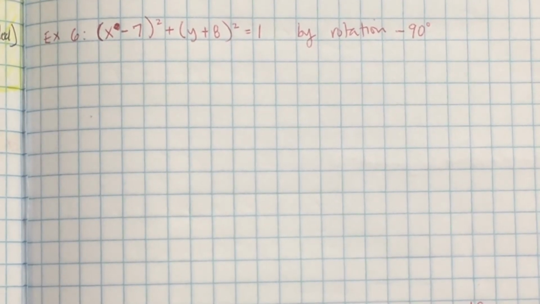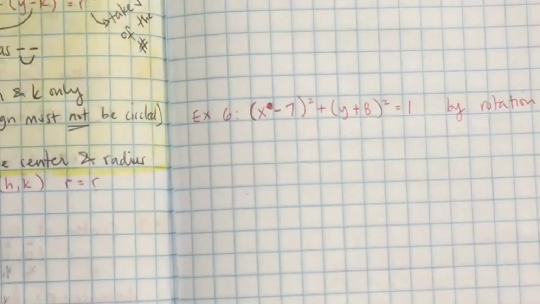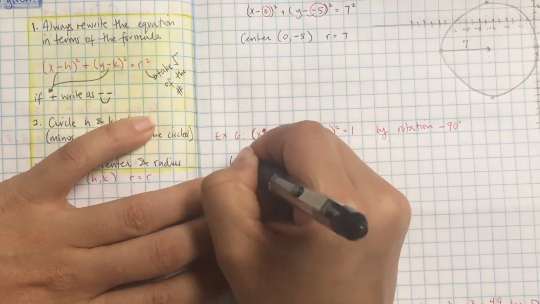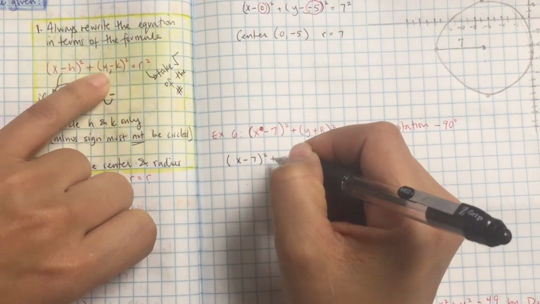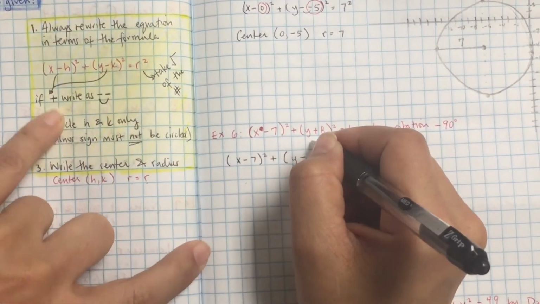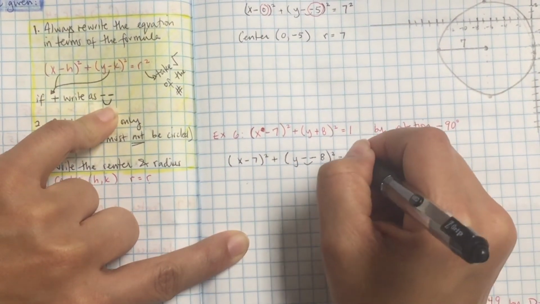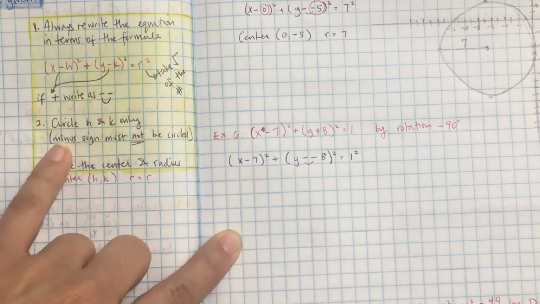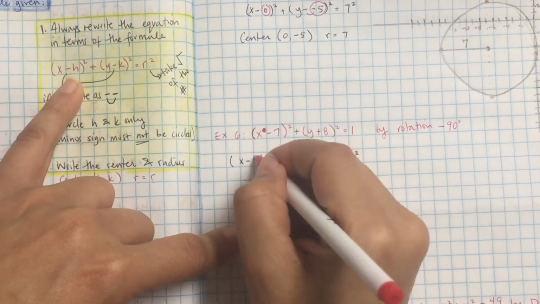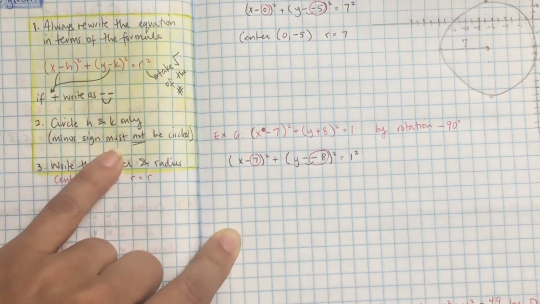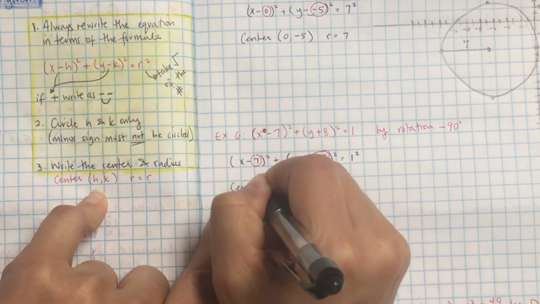Alright, take a look at example 6. This time we're rotating. Now remember, a rotation is just like a twist or a turn. So again, find the center, so rewrite it. If there's any addition signs, you should put minus minus, and the square root of 1 is 1, so 1 squared is 1. Okay. So the center is, x minus, then circle, y minus, then circle everything after that. So the center is 7, negative 8, and the radius is 1.